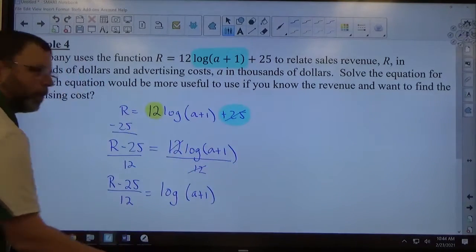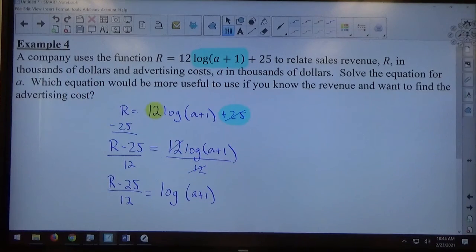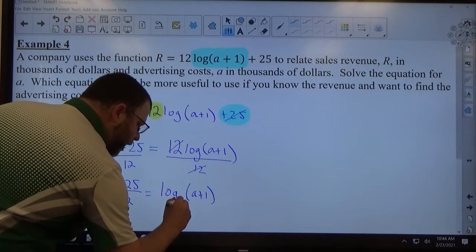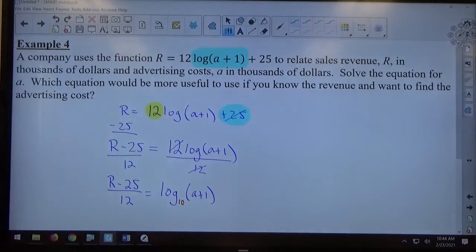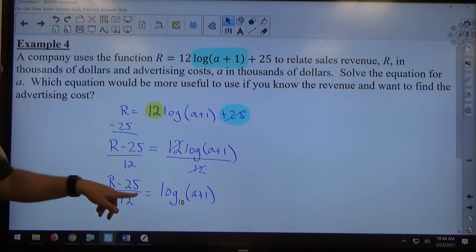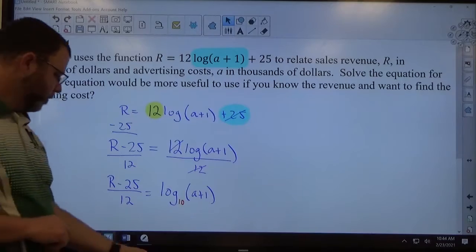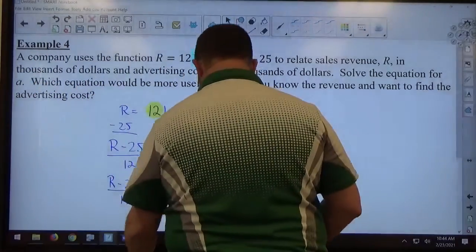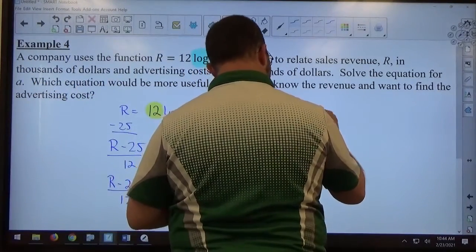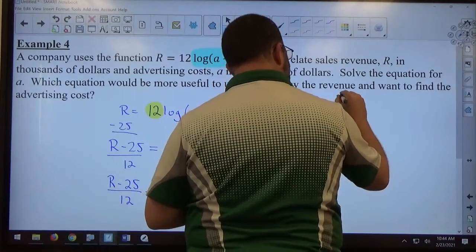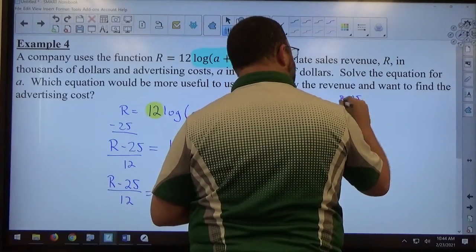Now I do want to transform this into an exponential function, and personally I like to see the 10 there. I like my eyes to see what I'm going to be using. It is an understood base 10, but at this point I want to have a 10 in my problem, so putting it in there is helpful to remind me. The rule states to go from logarithmic to exponential form, we take the base 10 to the power over here equals the argument. So I'm going to end up with a plus 1 equals 10 to the r minus 25 over 12 power.